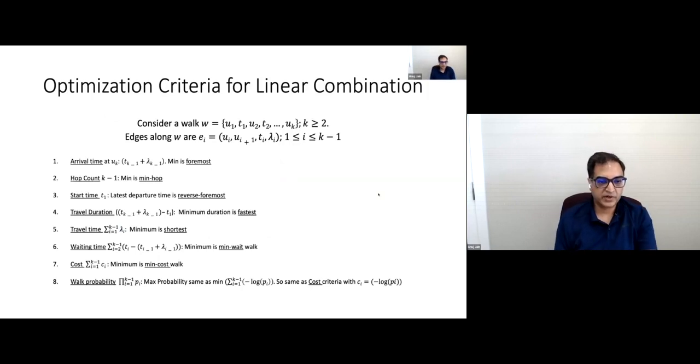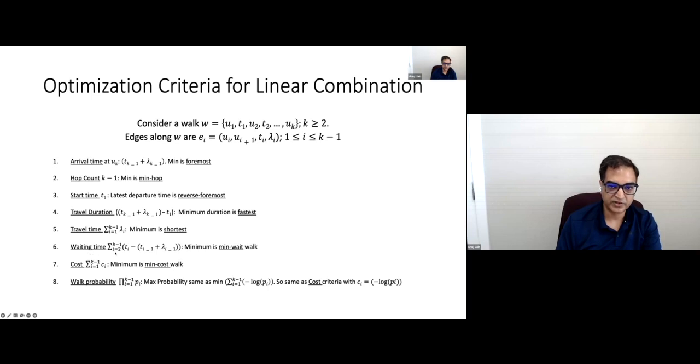So, just to describe a little bit more, the optimization criteria considered by Bentert are the arrival time that we have already looked at, which is the arrival time at the last vertex in the walk. The hop count, which is the number of hops that the walk goes through. The start time, because some problems require the latest departure time from the start vertex. And then there is the travel duration, which is the arrival at the final vertex minus the departure from the starting vertex. Then we have the travel time, which is the sum of the travel time on every edge along the walk. Then we have the waiting time, which is the sum of the wait times at every vertex. And like I said earlier, there can be waiting only on the intermediate vertices.